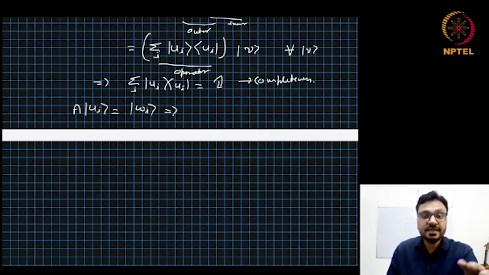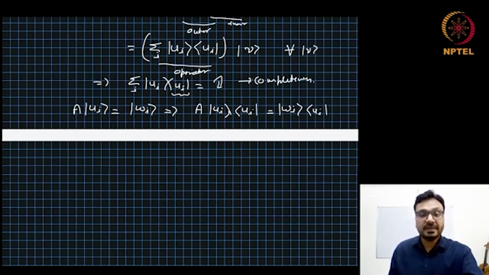It means if we multiply the whole equation from the right side by this quantity, which is the bra of ui, we get A ui ⟨ui| equals wi ⟨ui|. This is what we get.